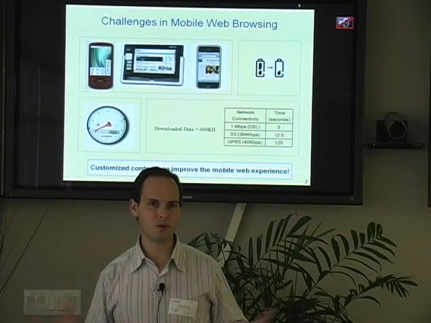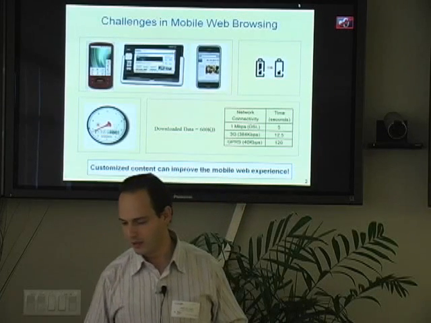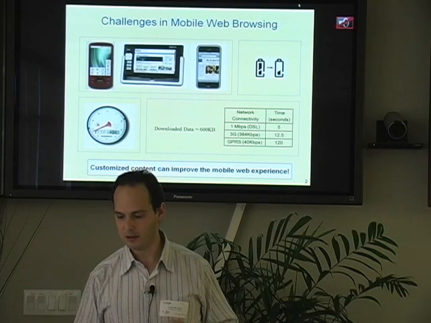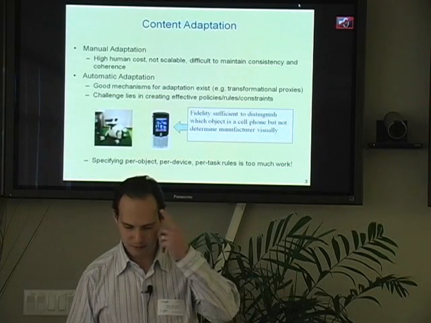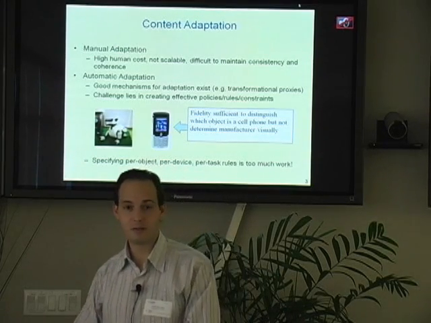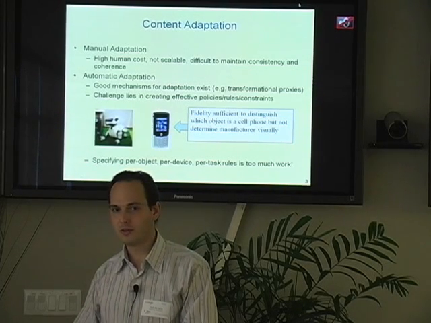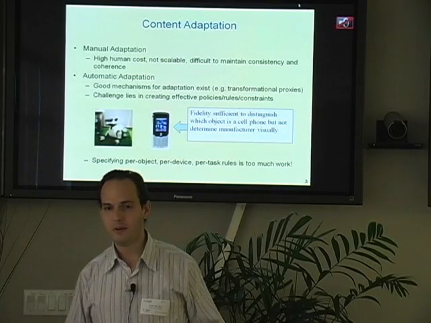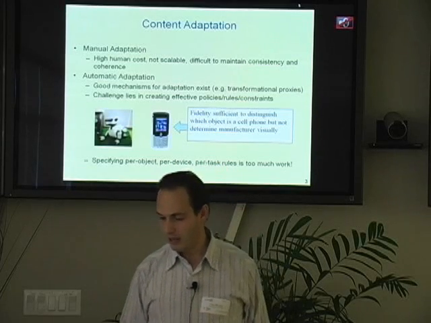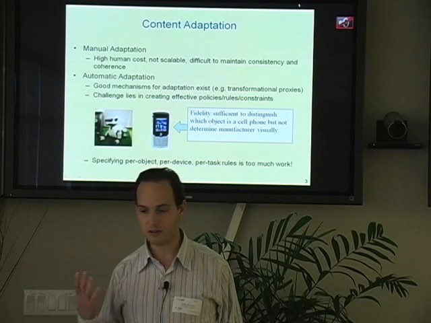And what all this boils down to is that we actually have to adapt web content to make browsing on mobile devices a more enjoyable experience for the mobile user. And there are different ways in which one can adapt content. The one that is used the most today is basically manual adaptation. So you actually pay someone to maintain multiple versions of your content for different devices. You have a desktop version, you have a mobile version. And this is fine, it works, but it has a very high human cost and it involves a significant investment.